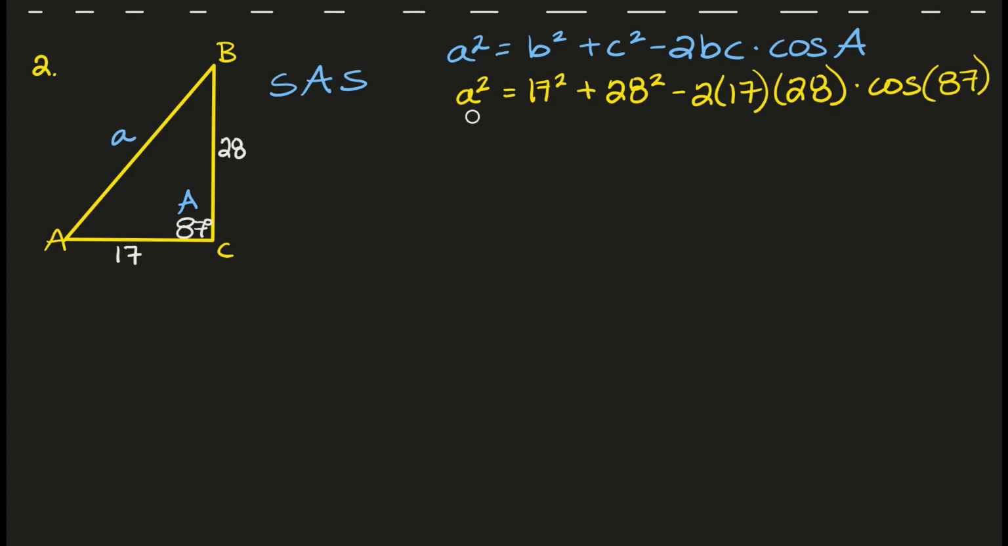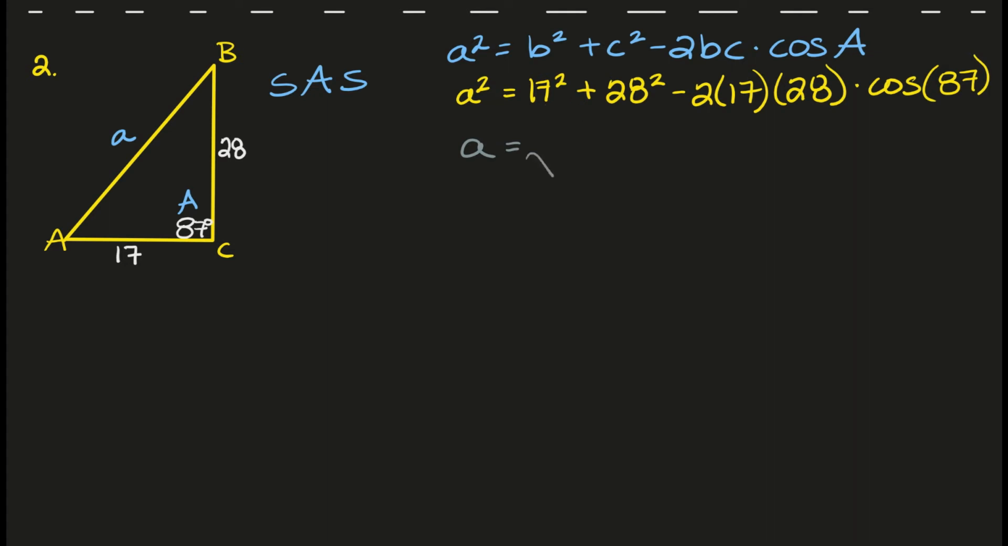Now, look at the formula. It says A squared. Well, we don't want A squared. What we want is A. So here I need to think, okay, what do I do to go from A squared to A? Because that's a pretty easy problem to solve. I just take the square root. Well, if I do it to the left, I have to do it to the right.